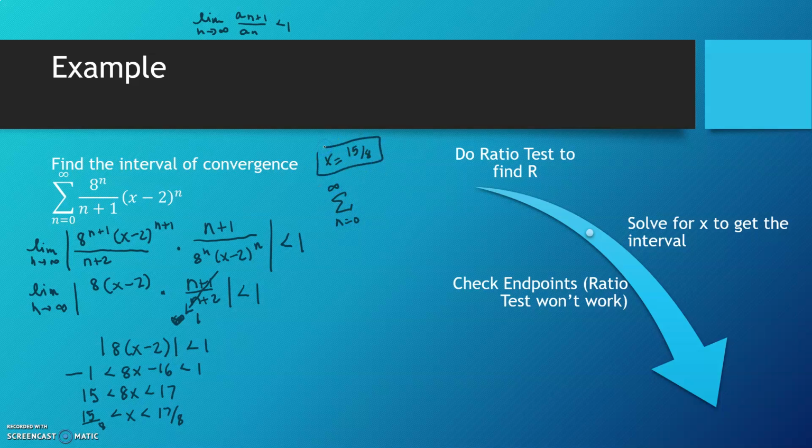Well, if x is equal to 15 over 8, this would be 8 to the n over n plus 1 times, well, 15 over 8 minus 16 over 8 would be -1 over 8, to the n. So if I write that a little bit differently, these both have the same exponent, so it'd be 8 over 8, so it'd be (-1) to the n.